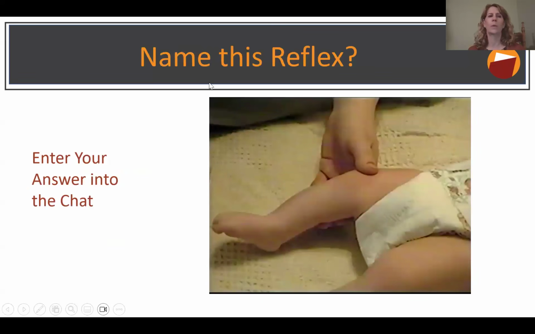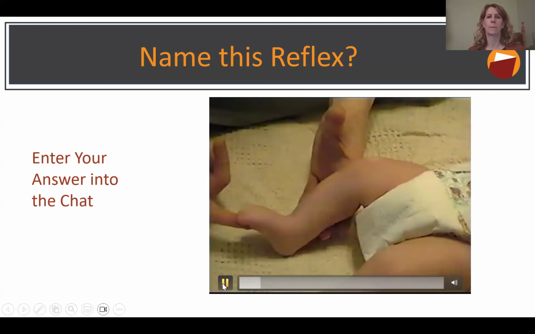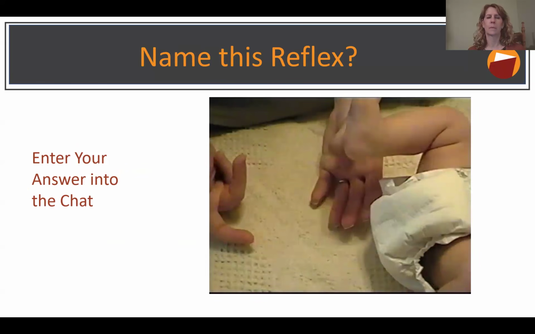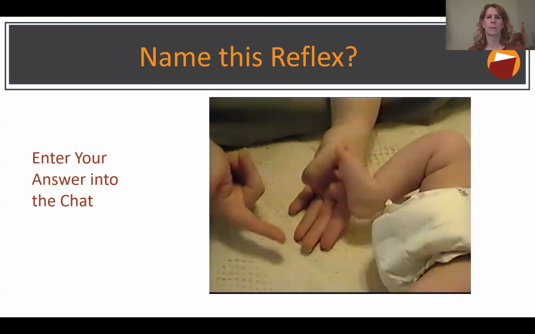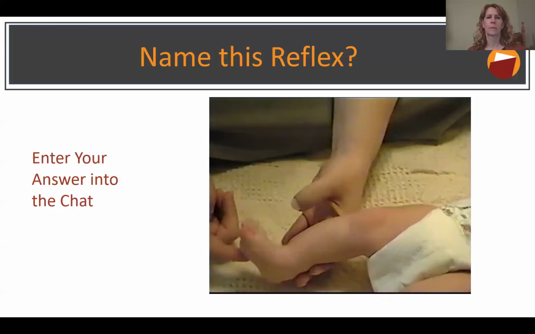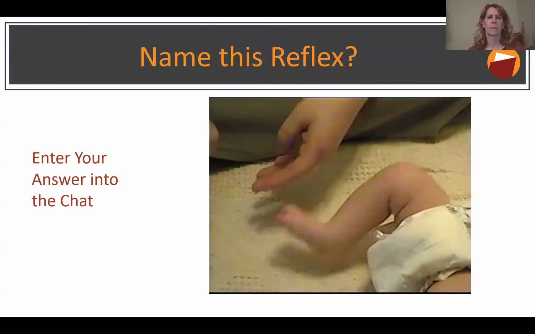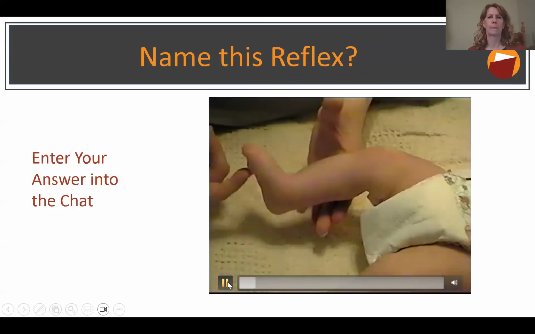All right, so this one you're just going to put in chat. There are two primitive reflexes that you're going to see here when I get going with the video. Let's see if you can identify both of the primitive reflexes here. If I can find it, there we go. Okay, so in the chat, what did you see? Play it again.